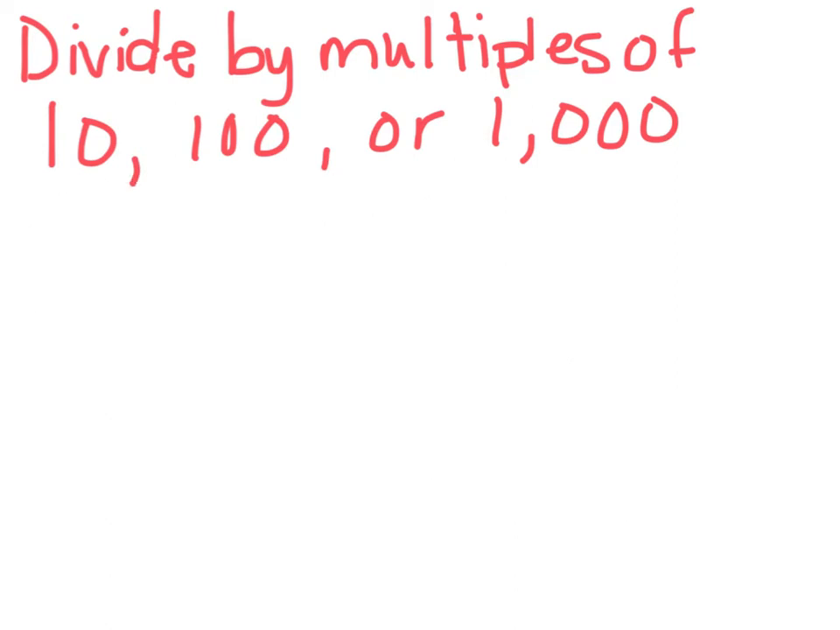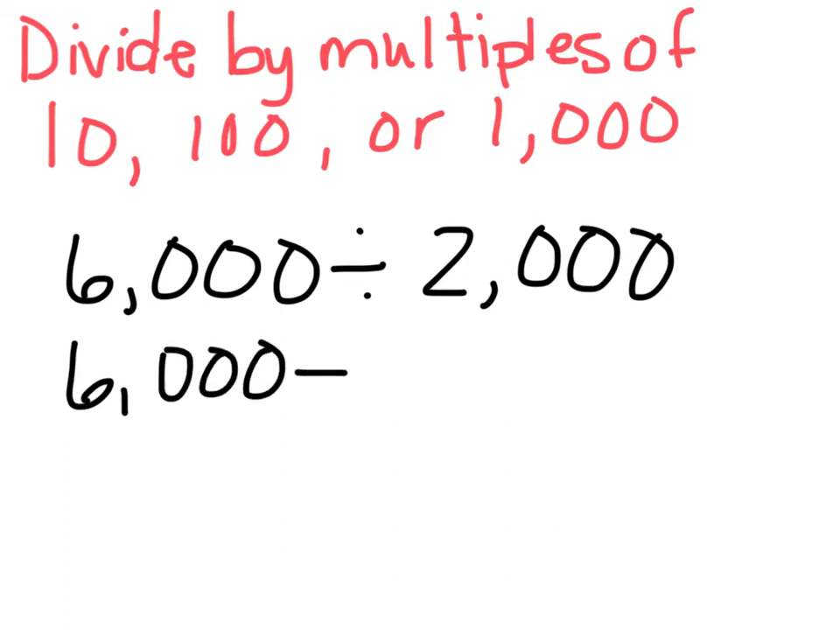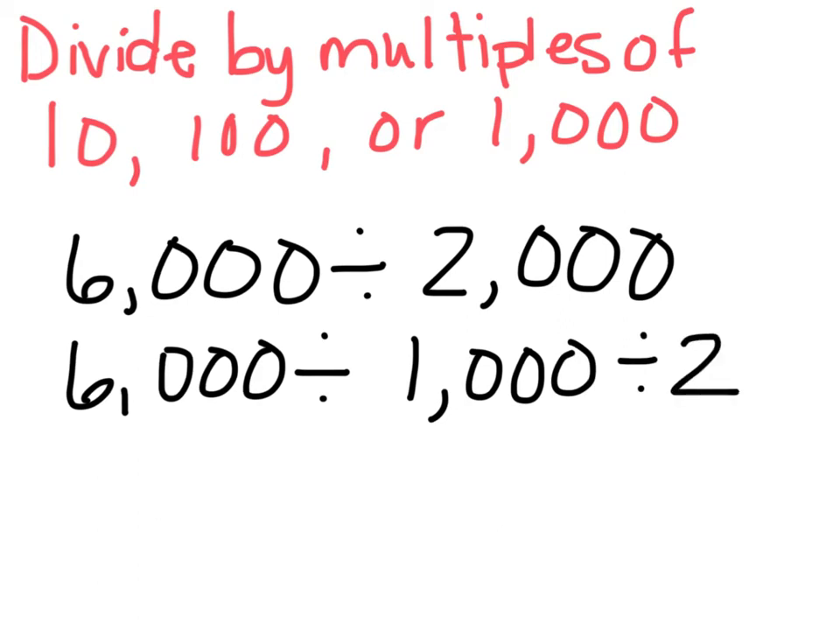Here's an example using 1,000. What would 6,000 divided by 2,000 be? Once again, let's break the 2,000 apart to make this problem easier to complete. 6,000 divided by 1,000 groups of 2. That's how we'd rewrite this problem.